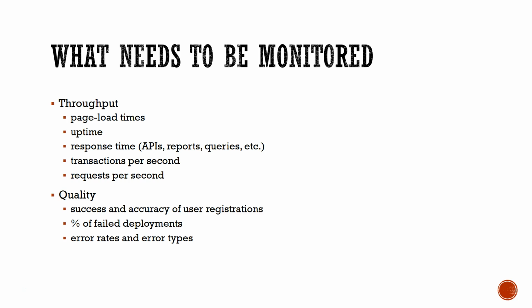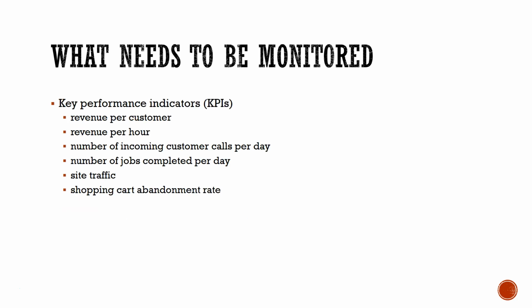We are customers that are expecting immediate gratification. Quality, the success and accuracy of user registrations, the percent of failed deployments. If you have new upgrades that need to be deployed, how often are those successful and how often do they fail? The error rates, are there a lot of errors in the error log? Looking at the error logs and monitoring the logs is very important. Is there a specific type of error that shows up consistently?